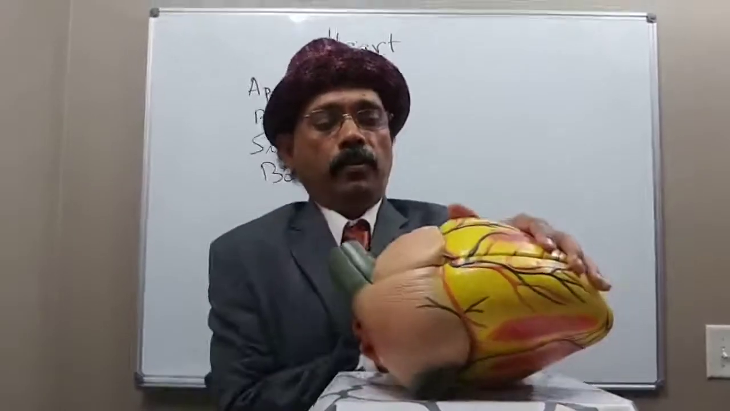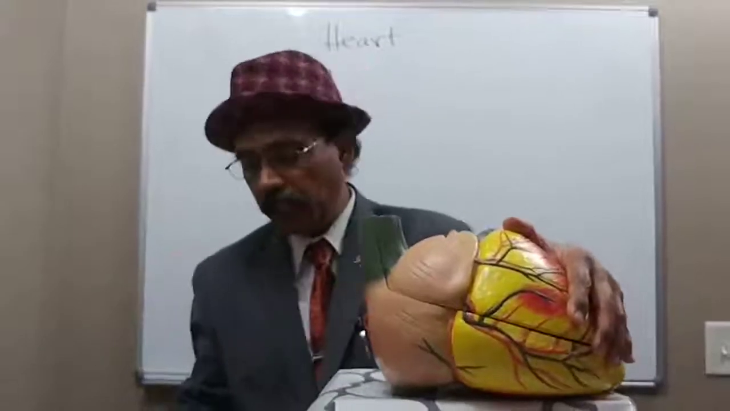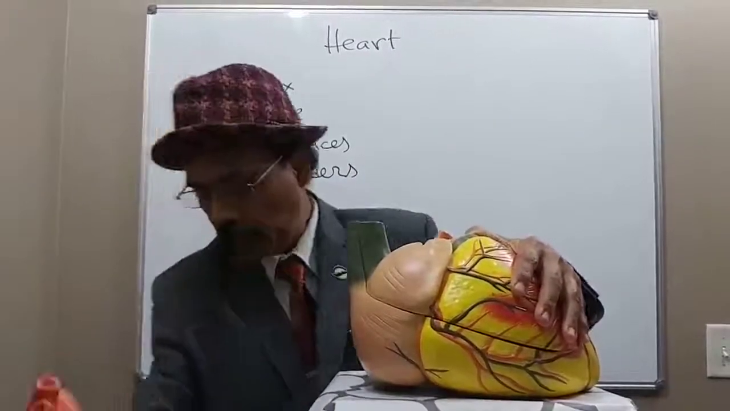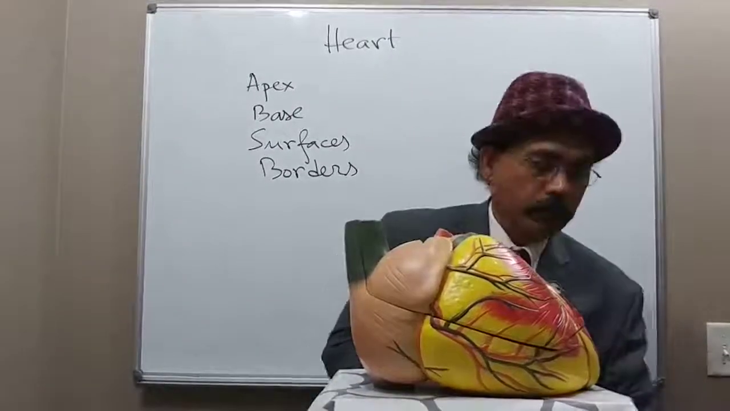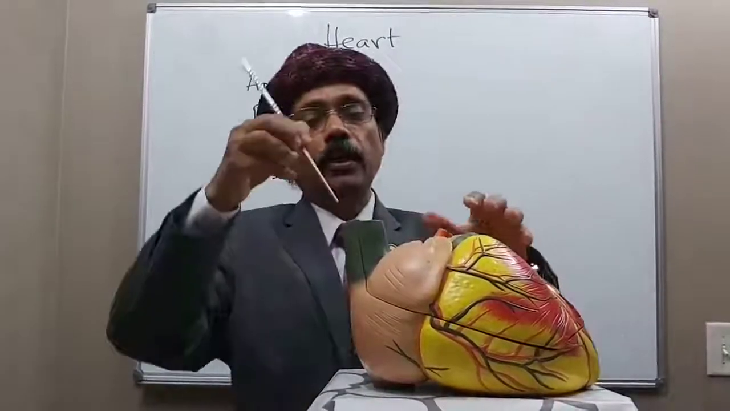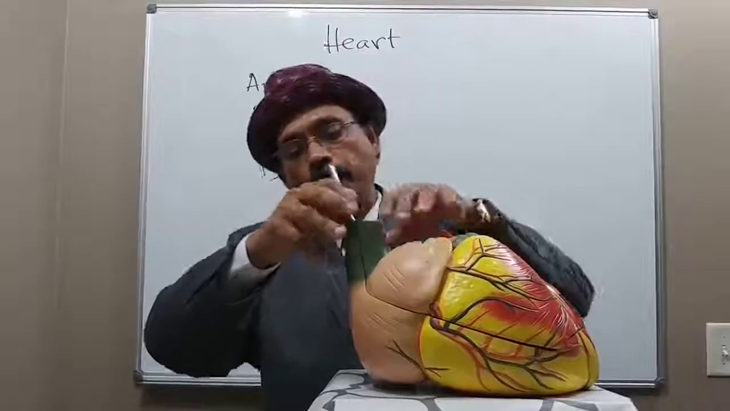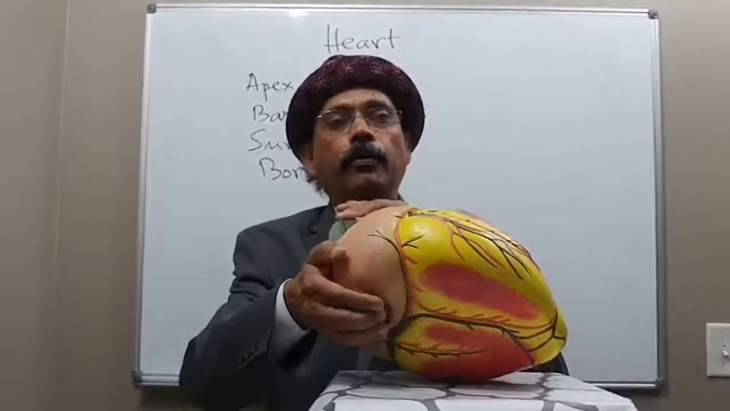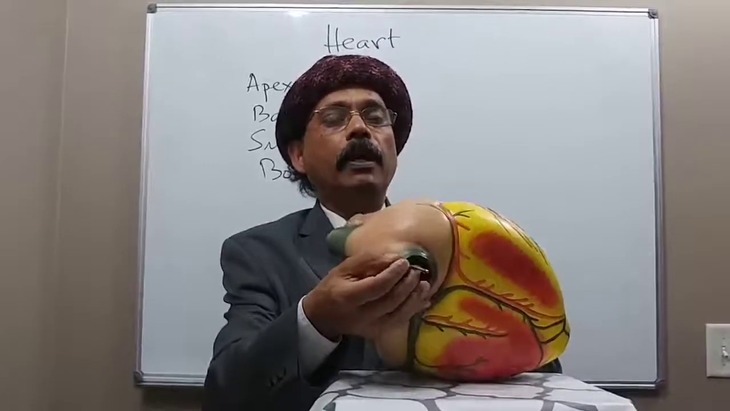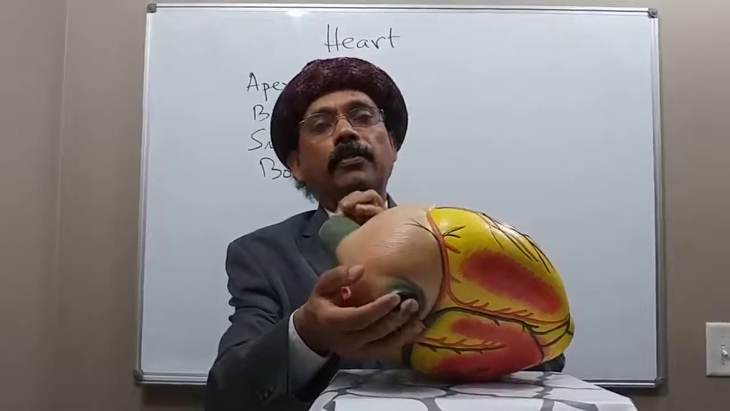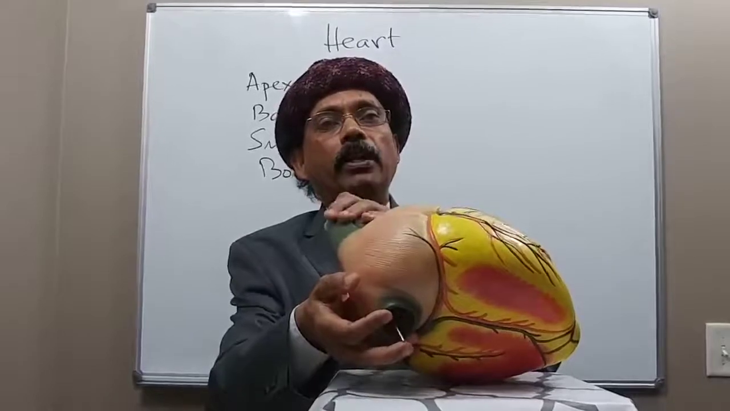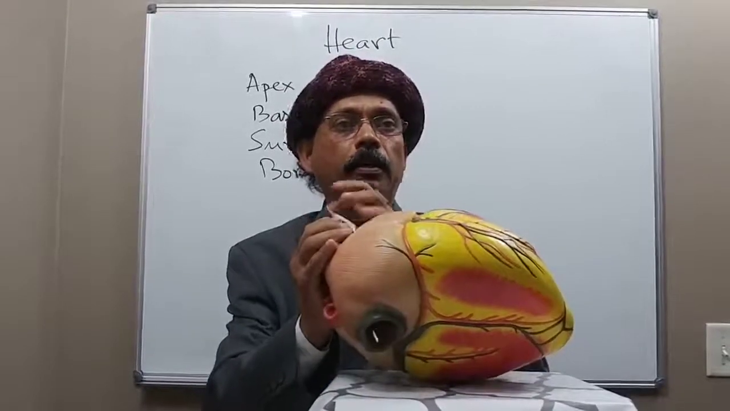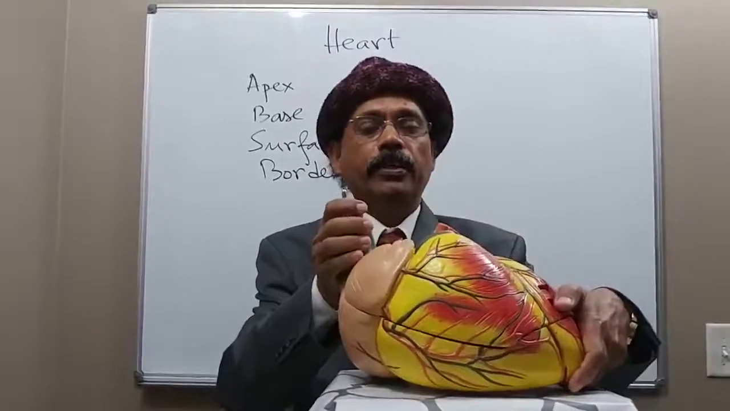This is the superior vena cava. Okay, so I'm putting it here. This is the superior vena cava, and that is the inferior vena cava. Look at that, they are almost in the same line. Superior vena cava at the top, inferior vena cava at the lower part of the right atrium.